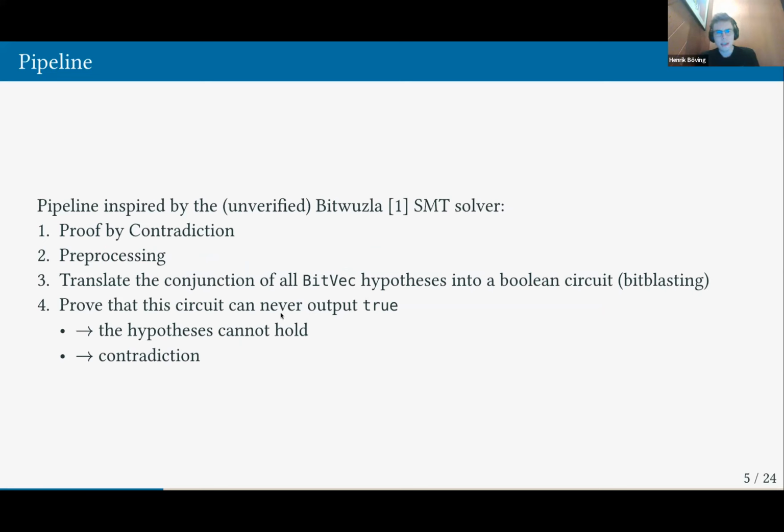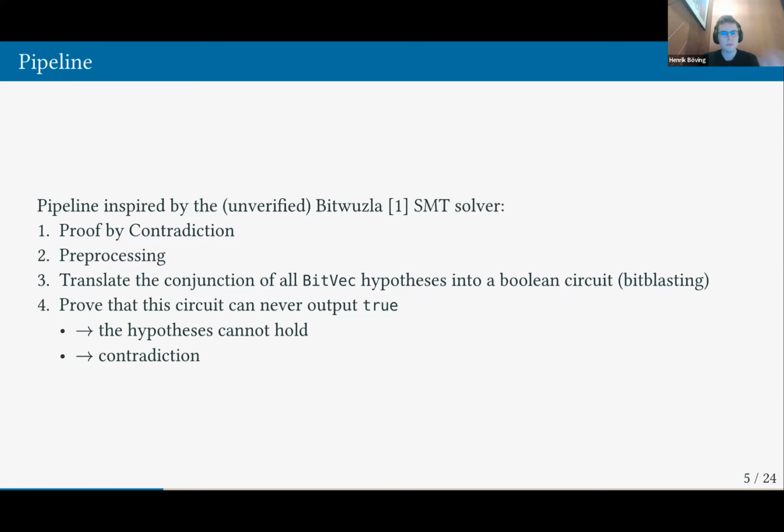And the way it works is heavily inspired by the Bitwuzla SMT solver, which is currently the top SMT solver for these kinds of problems. And it basically goes in 4 steps. We initiate a normal proof by contradiction. Then we do some pre-processing that we're going to take a look at in a moment. And then we take the conjunction of all of the bit vector hypotheses that are left and turn them into a Boolean circuit, which is usually referred to as bit blasting. And now, if we can somehow show that the circuit never outputs true, which is to say it always outputs false, then we have a hypothesis that says false is equal to true, so we have a contradiction.